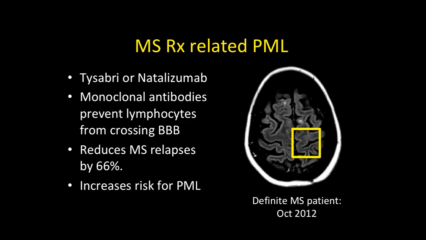But moving on, what we should keep vigilant for is PML related to immunocompromised MS patients from MS therapy, such as people on Tysabri or these other monoclonal antibodies that prevent lymphocytes from crossing the blood-brain barrier to reduce MS relapses. This increases our risk for PML. And here's a case of a definite MS patient in October of 2012 where there was no lesion in the highlighted area of the yellow square.